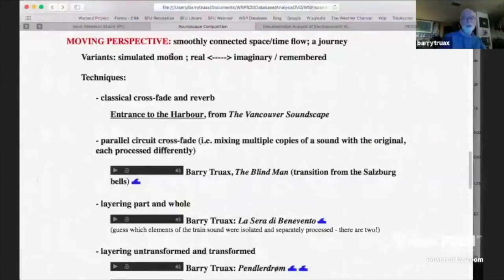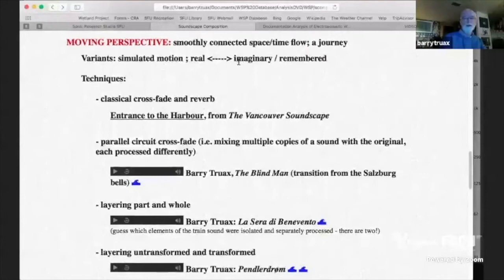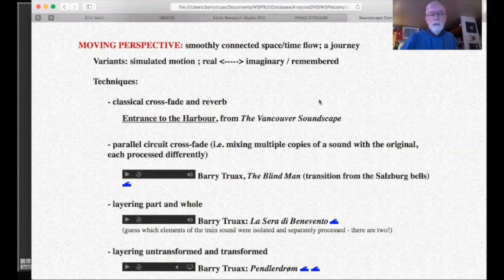There can also be simulated motion, as there was in The Entrance to the Harbor, mainly as crude as it was in 1973, just crossfading and having sounds recede in the distance through standard studio techniques. But it can also go from the real to the imaginary or the remembered. I think this is always a good thing to remember, that processing and the impact of environmental sounds is often as much in the memory of them or the imagination of them as it is simply what is present at any point. And so you can evoke that. If you're really going to evoke people's reactions, then you have that whole world to deal with.